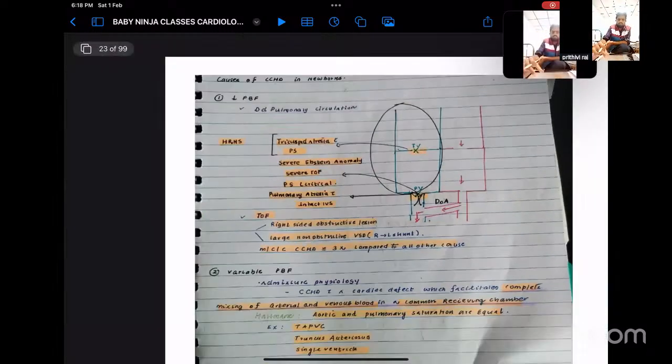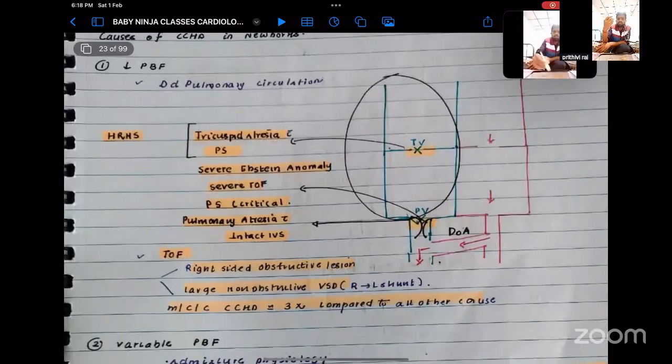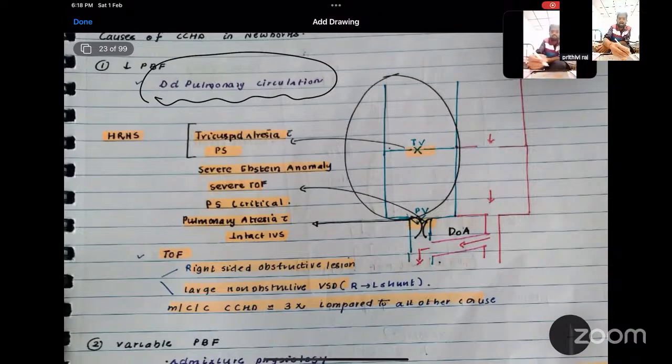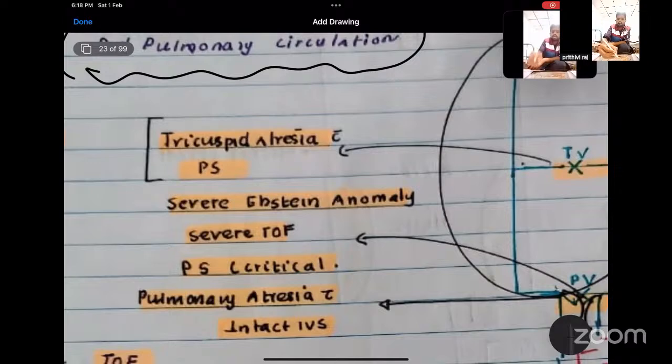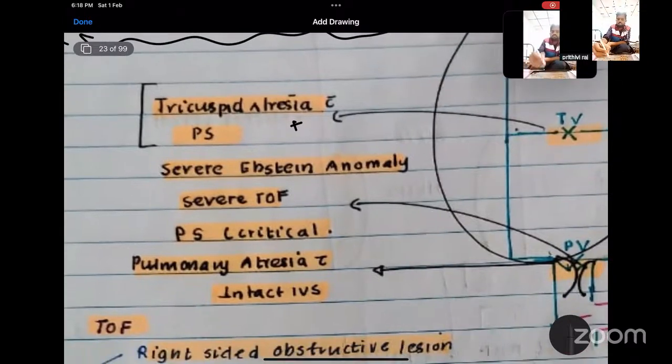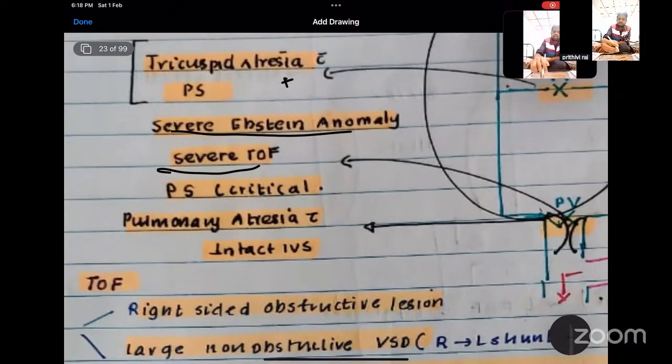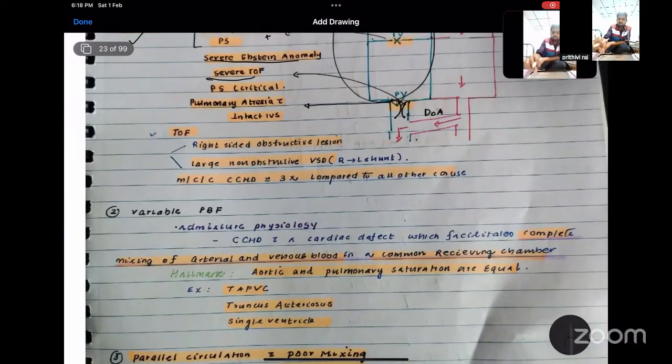These are a few things which we'll be discussing as we go on. What are the causes of cyanosis, the cyanotic blue baby syndrome? One is the cause of congenital cyanotic heart disease in newborns. One is decreased pulmonary blood flow, mainly duct-dependent pulmonary circulation, which I already did. What are the examples? Hypoplastic right heart syndrome, namely tricuspid atresia with pulmonary stenosis, severe Ebstein anomaly, severe TOF, critical pulmonary stenosis, pulmonary atresia with intact IVS, and then variable pulmonary blood flow.